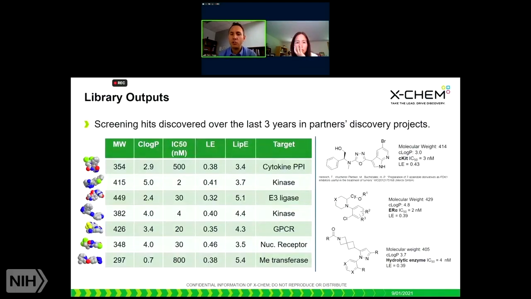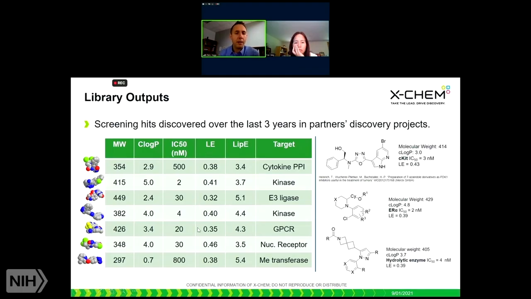Here's a slide that shows some of the library outputs for some of the recent libraries that we've made over the last few years. And what I'll draw attention to in this slide is not only the potency of some of the hits coming right out of the library, single-digit nanomolar hits, double-digit nanomolar, but what we like to focus on is really the ligand efficiency of these hits.